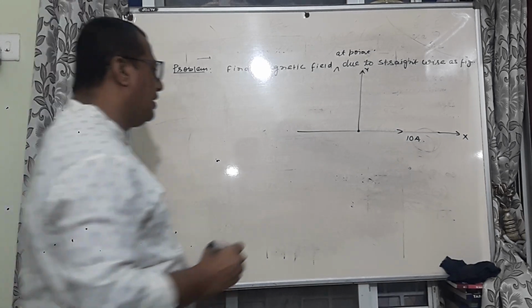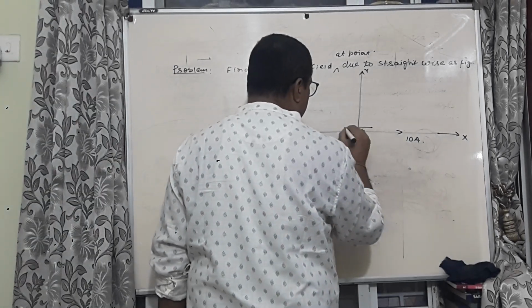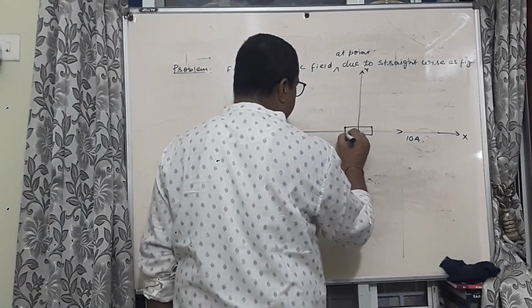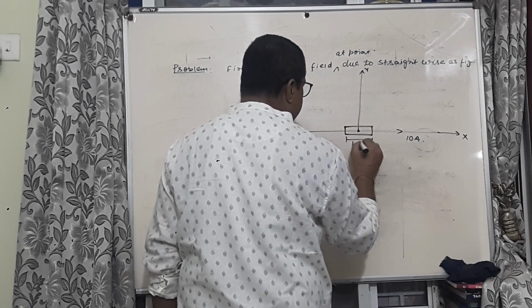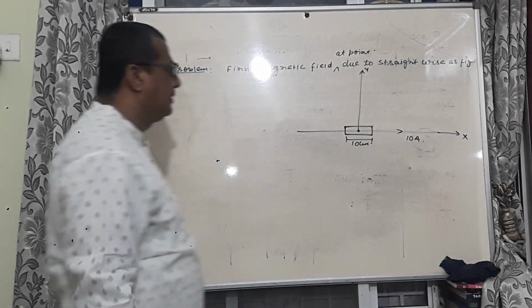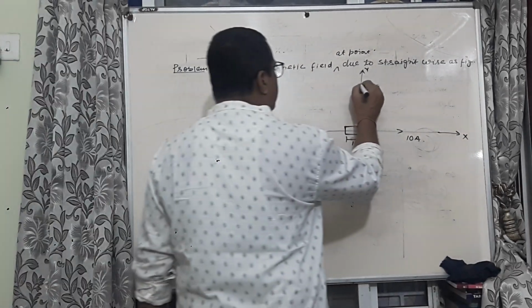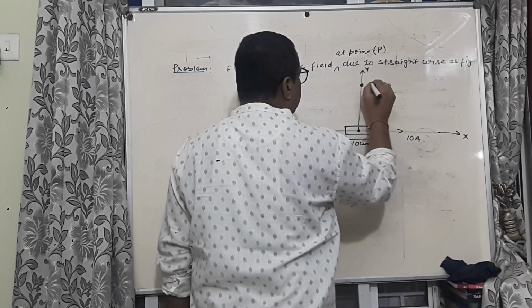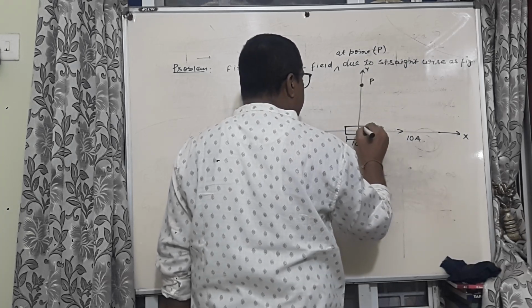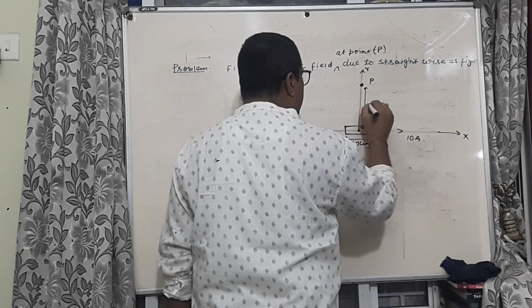Now here a current element is kept. This is the current element. This length is 10 centimeter. We have to find the magnetic field at point P. This distance is 20 centimeter.